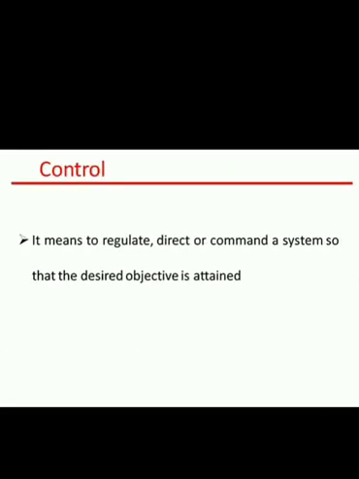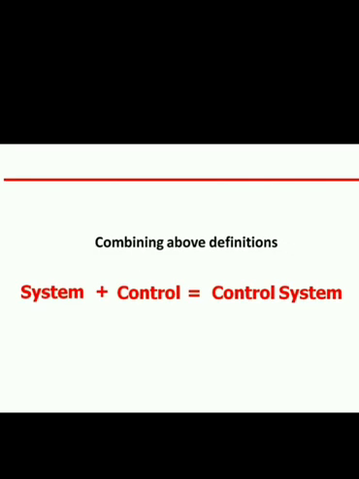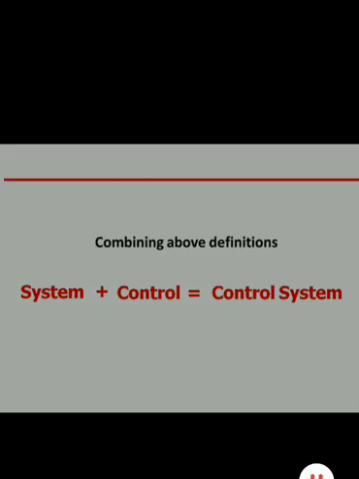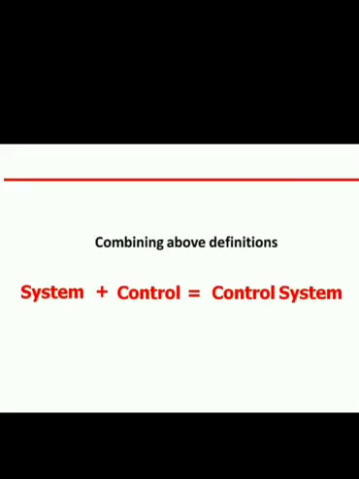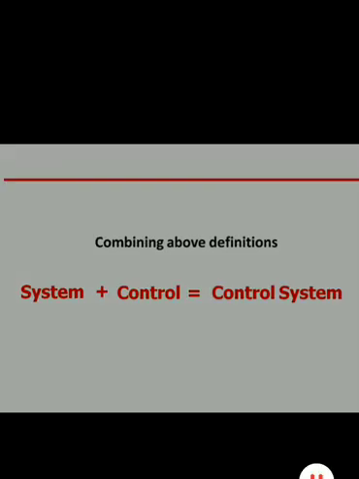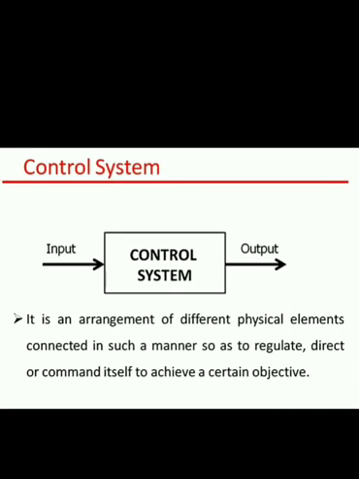Control is a system by which we control the other system. It means to regulate, direct or command a system so that the desired objective is attained. Now combining both definitions, it gives a controlled output: control system.